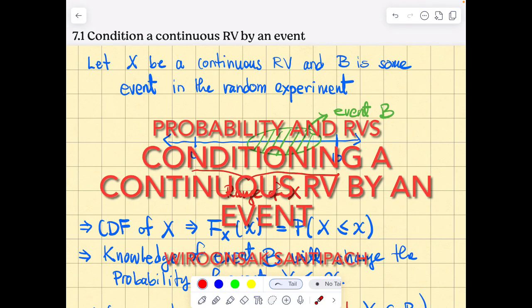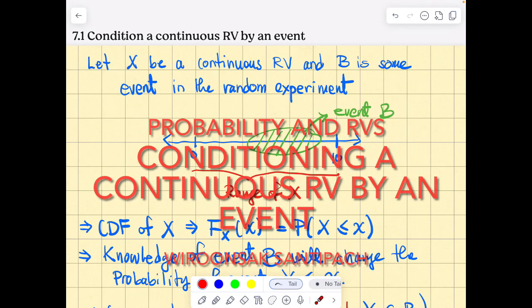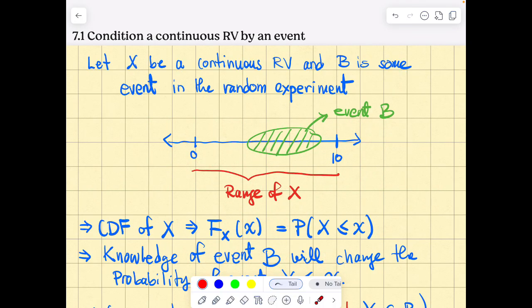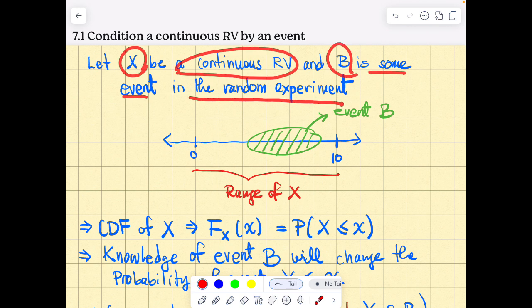Okay, so for this video, we want to look at a continuous random variable that is conditioned by some event. This is the second part of section 7.1. The first part, in the other video, covered a discrete random variable conditioned by some event. Here, we are looking at X, a continuous random variable, and B, which is some event in a random experiment.